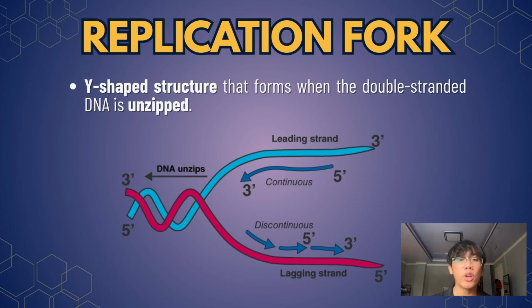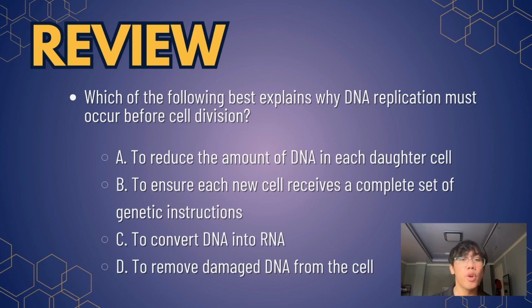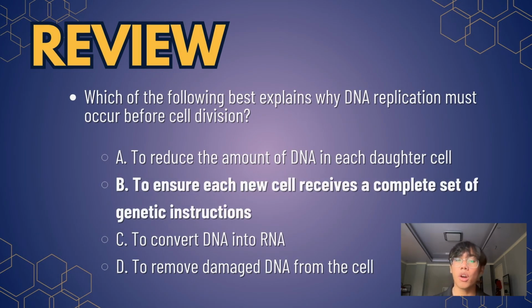What are the key enzymes that make all of this happen? Now before we continue to that portion, let's have a quick review on what we've learned. Please pause this video after the question and try to answer it yourself. Which of the following best explains why DNA replication must occur before cell division? If your answer is B, then you are correct. It is so that we can ensure that each of the new cells receives a complete and identical set of genetic instructions.